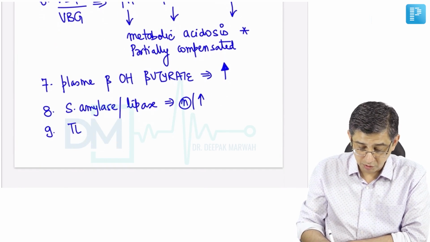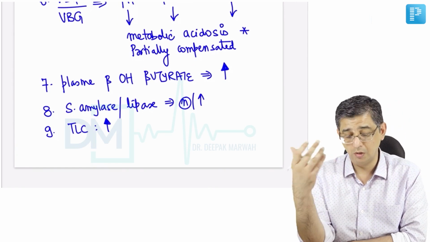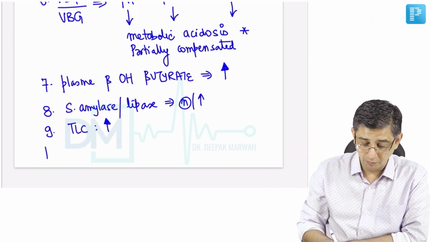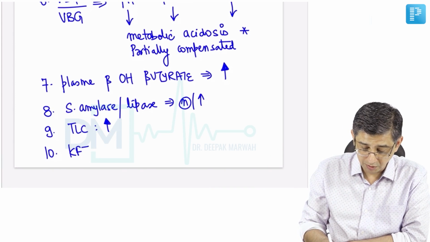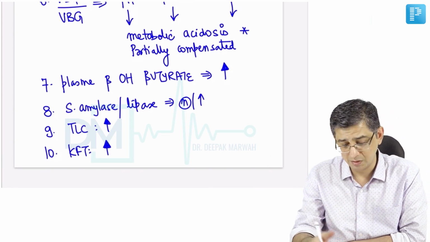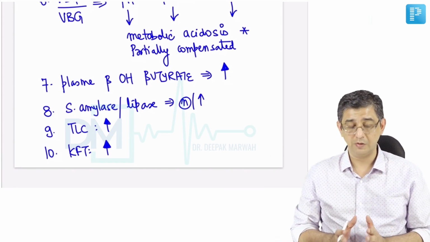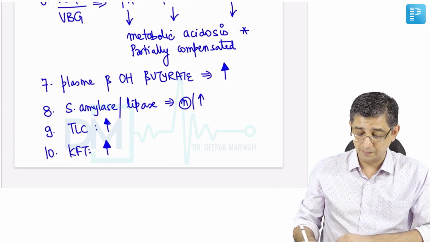Because I said infections could be a trigger for development of diabetic ketoacidosis, TLC, total leukocyte count, will be increased. Because of the dehydration component in the patient, on KFT both urea and creatinine are highly elevated in these patients, and as you treat, they tend to come back to normal. It's merely the dehydration component which is causing this derangement to occur in the patient.